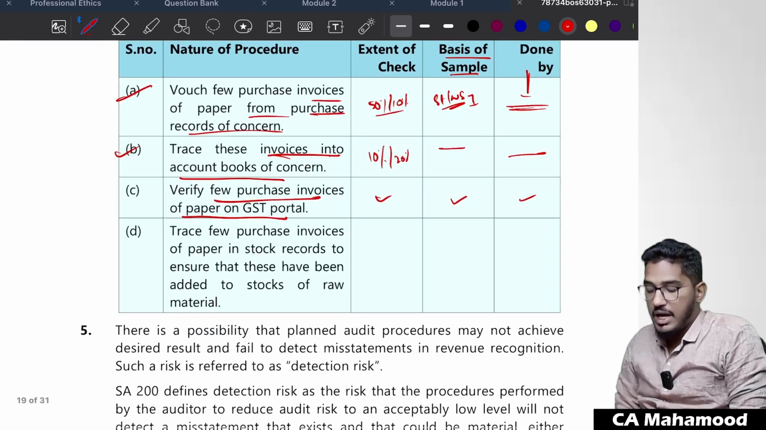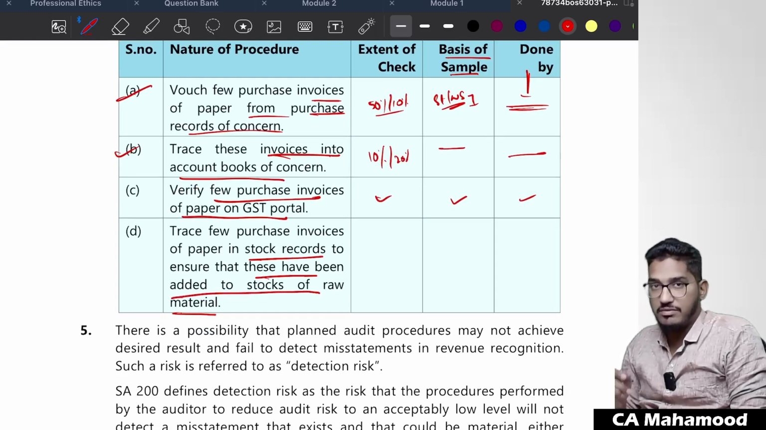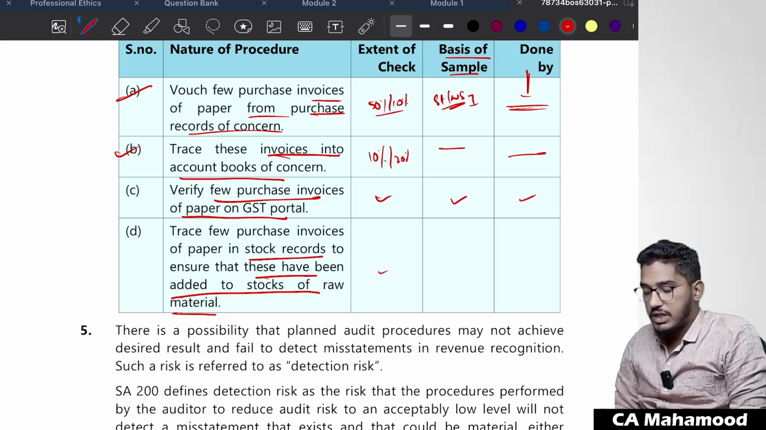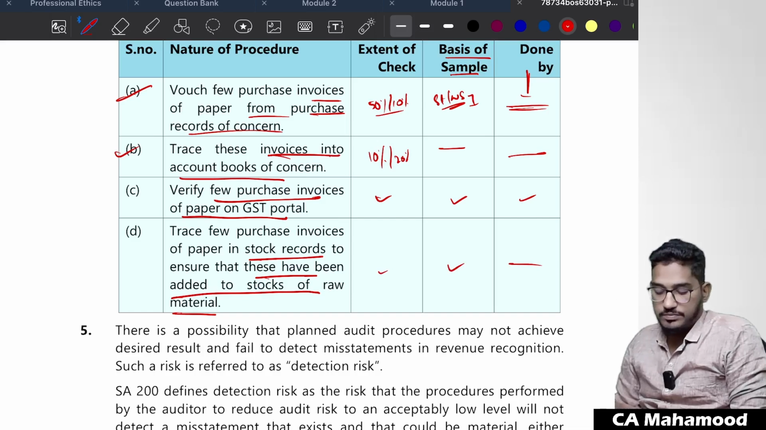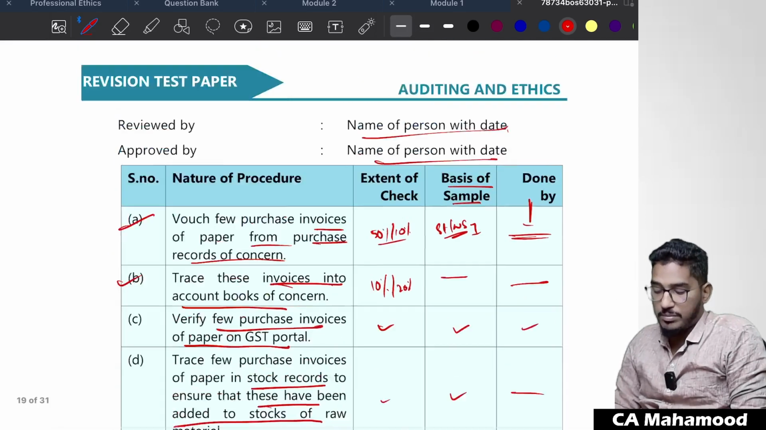Who did it? Trace few purchase invoices of paper in stock records to ensure that these have been added to the stock of raw materials. So whatever purchase you have made, whether that is getting added in the stock or not, that also you have to verify. What is the extent of checking? What will be the basis of sample? Who did it? Simple. So this is one of the practical examples.